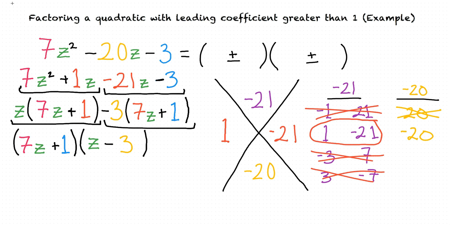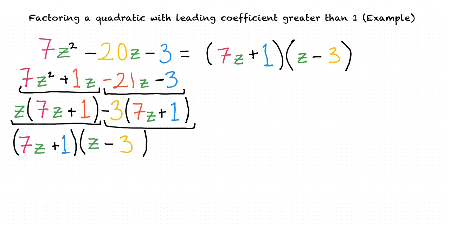If we want to check our work, we can combine these either using distribution or foiling. I'll use the foiling technique to check this. So first I'll take this first term and I'll multiply it by the first term in the second parentheses. That gives me 7z squared. Next I'll multiply the 7z times the last term in the second parentheses. That gives me minus 3 times 7z, minus 21z.